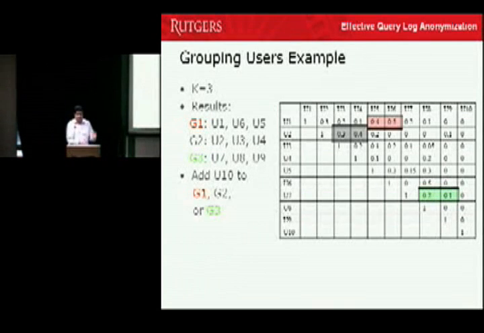For G3, actually G3 is composed of the last 3 remaining closest ones. And then what happens is I have one user remaining, U10, who's still remaining, right? I've grouped into 3 groups of 3. And now the last user can be added to any one of the 3 groups. Clearly, you want to add him to the group which is the closest to that user.